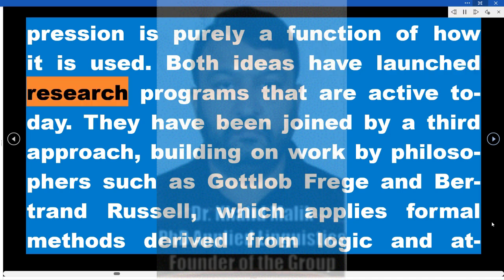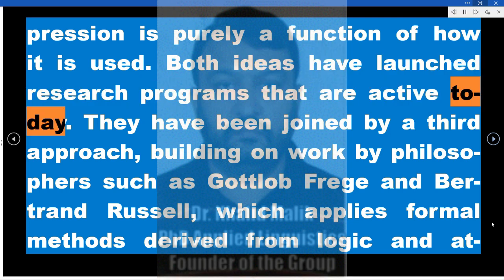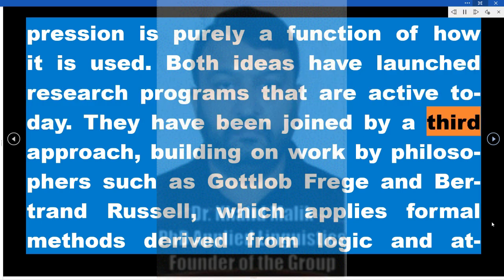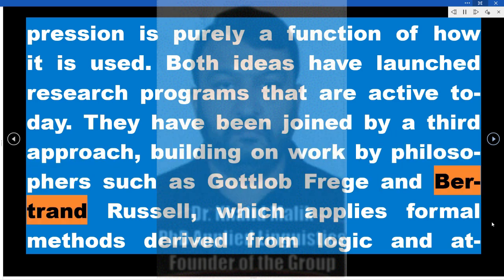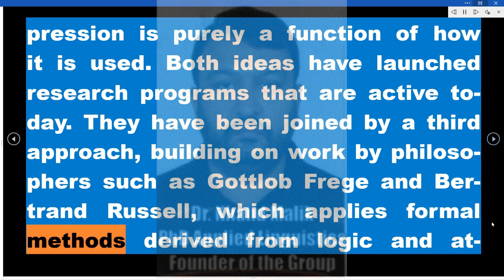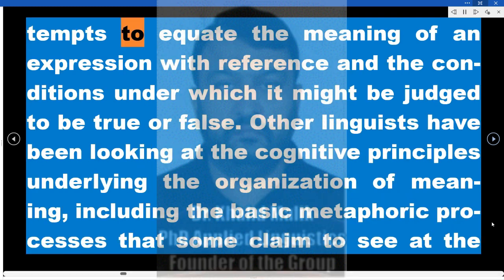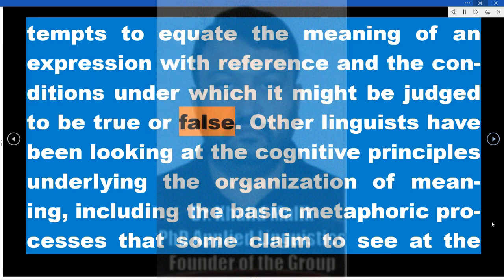Both ideas have launched research programs that are active today. They have been joined by a third approach, building on work by philosophers such as Gottlob Frege and Bertrand Russell, which applies formal methods derived from logic, and attempts to equate the meaning of an expression with reference and the conditions under which it might be judged to be true or false.